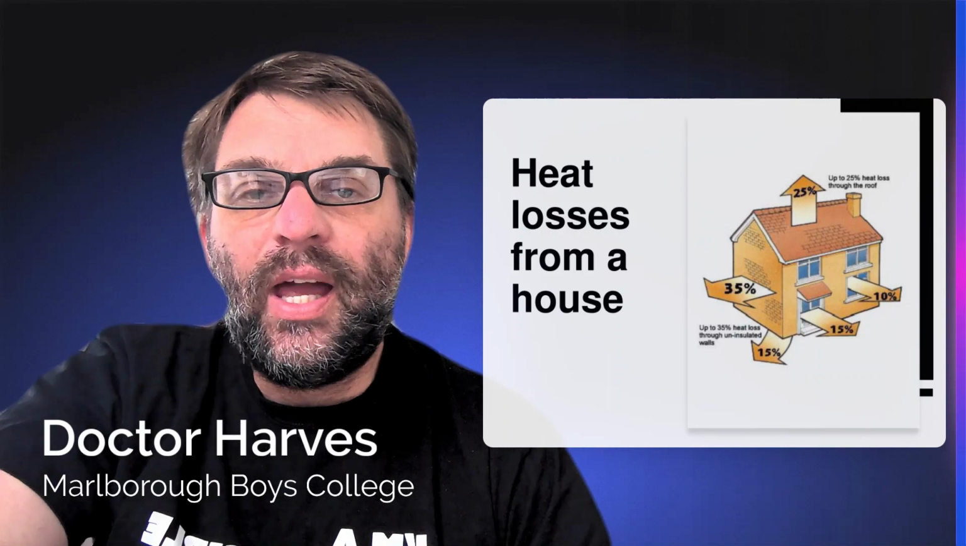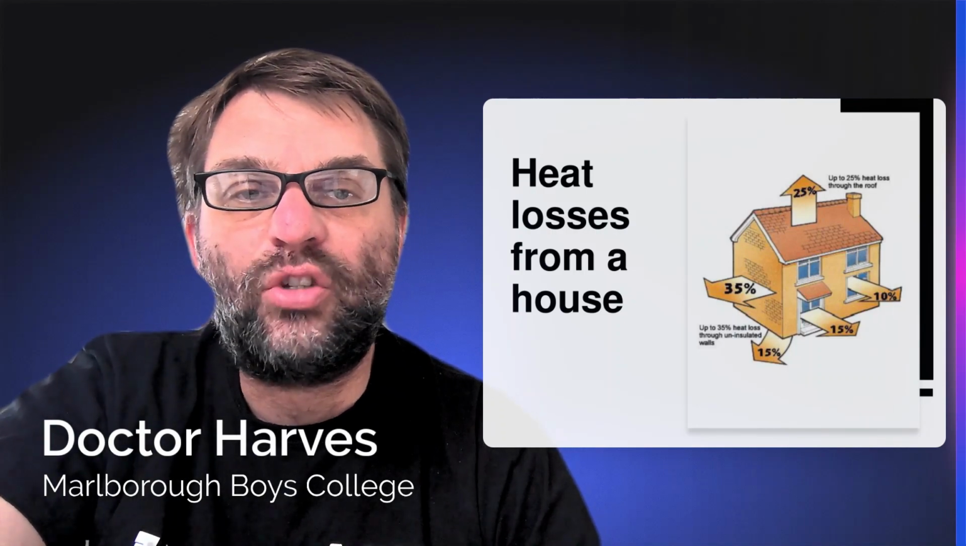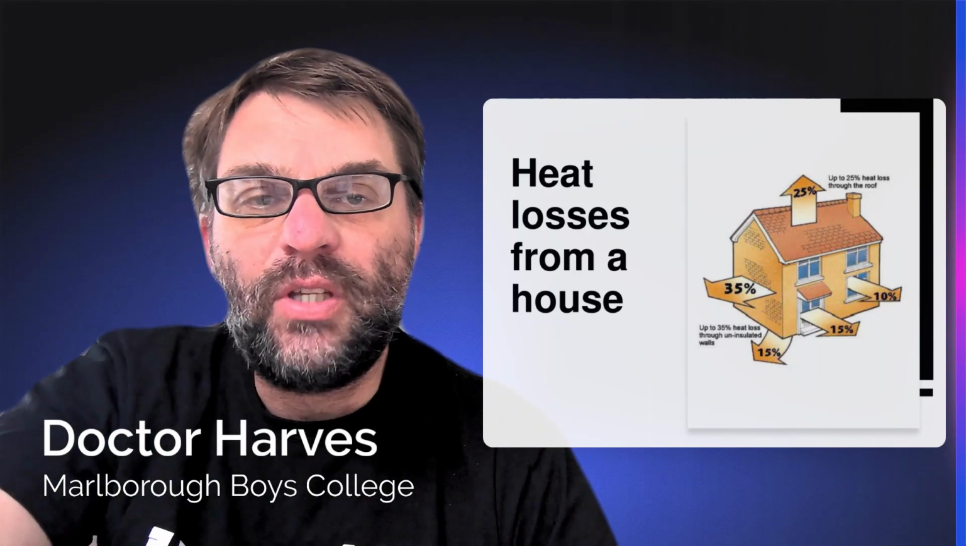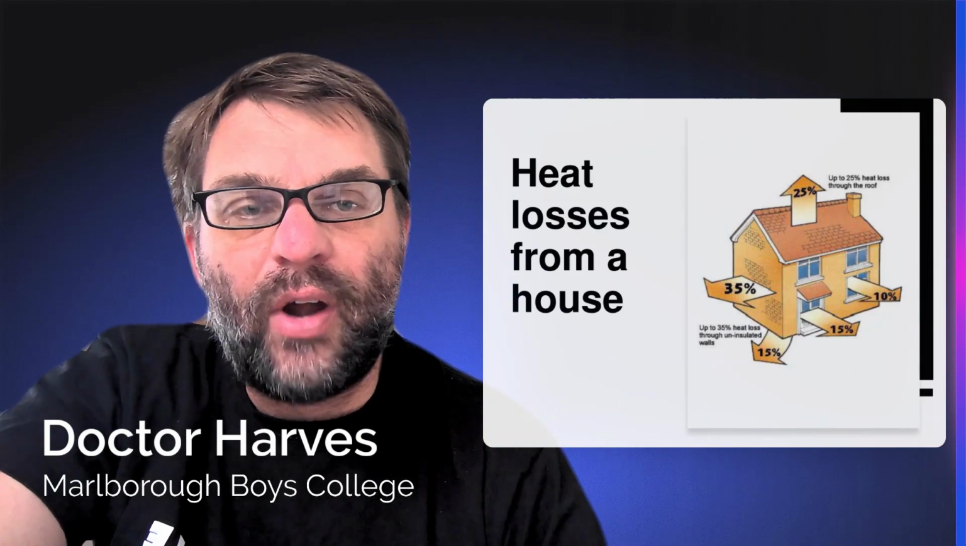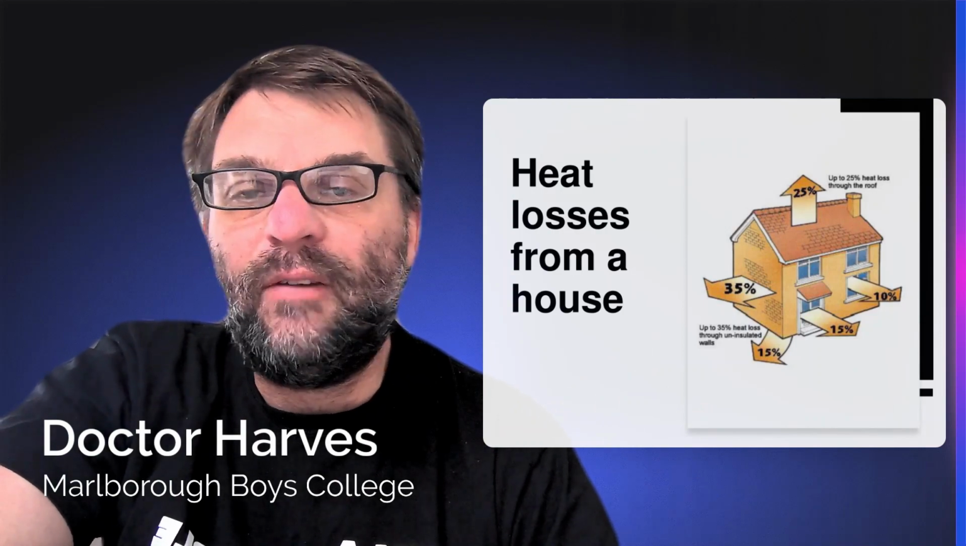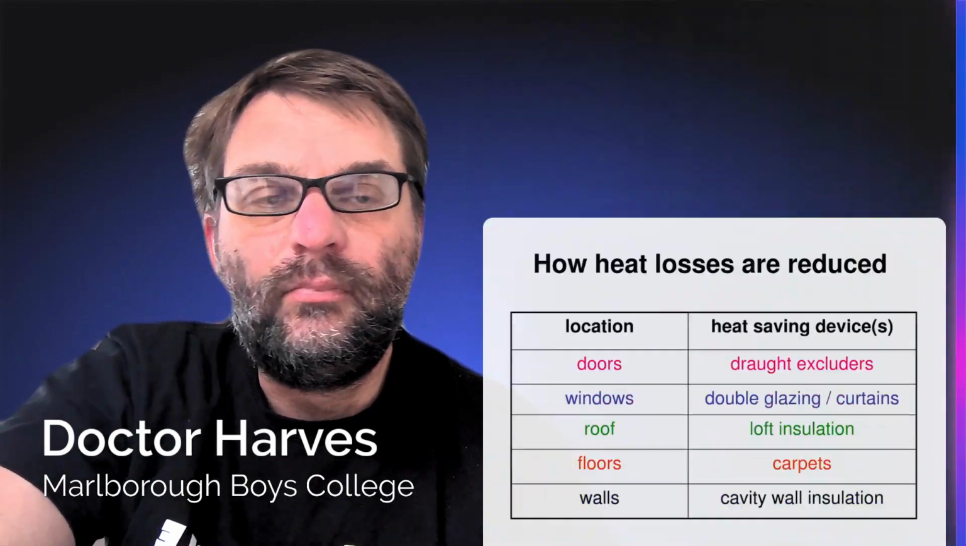So we look at the heat losses from a standard house. You can see that about 25% of heat is lost from the roof, 35% from the walls, 15% basically going into the ground, and about 25% from your windows. So how do we reduce this loss?